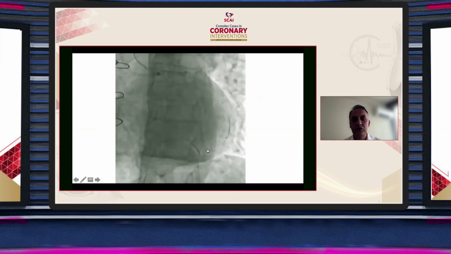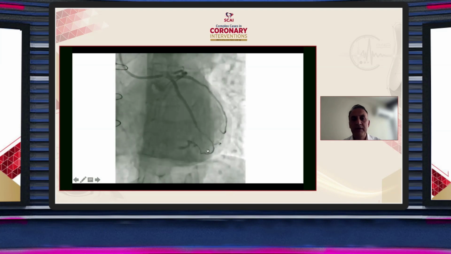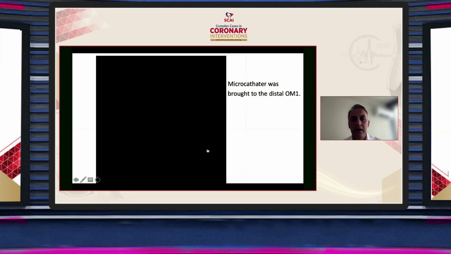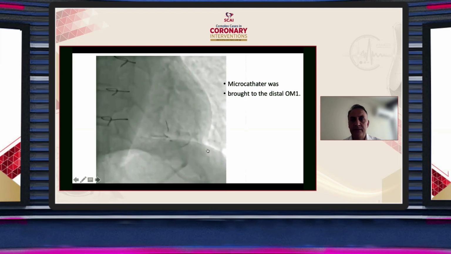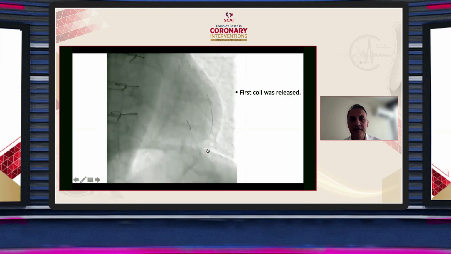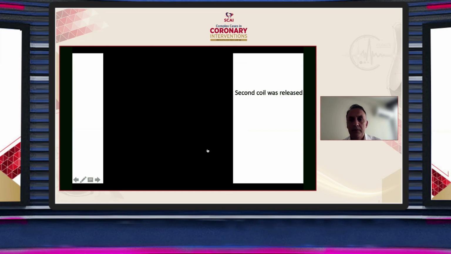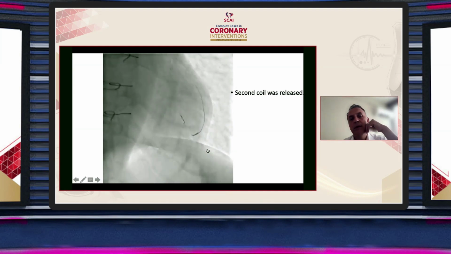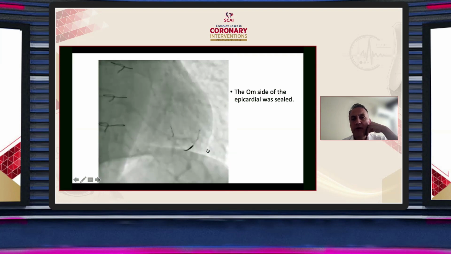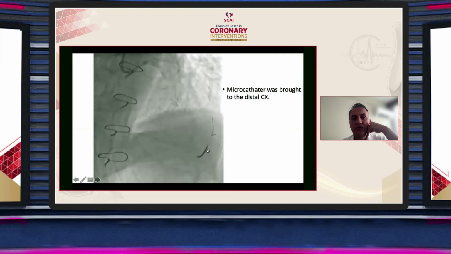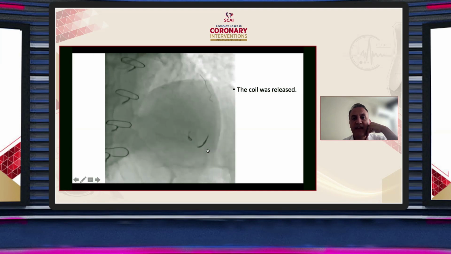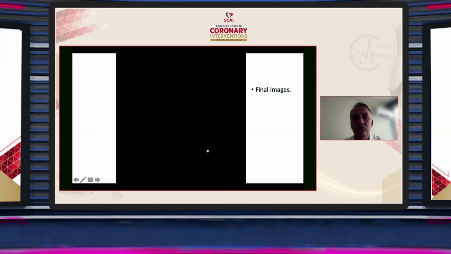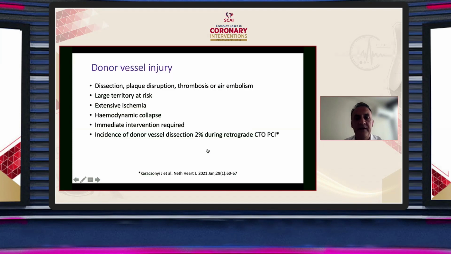To seal this, we have to coil on both sides, the diagonal side and also the distal CX. So we brought the microcatheter to the distal OM first. We coiled. We did this perforation during the live case. Unfortunately, the OM side closed, and after that, the CX was also coiled with 2 more coils. This is the final image.